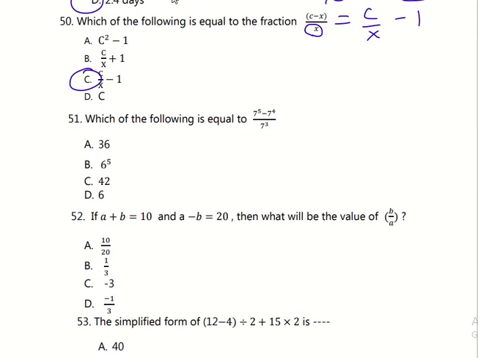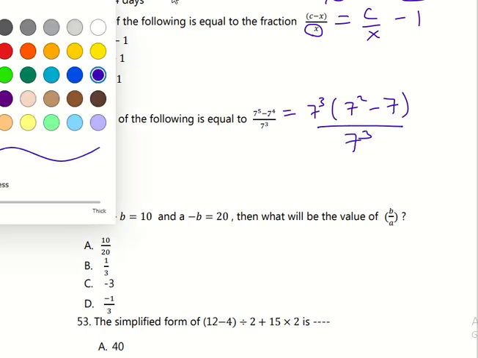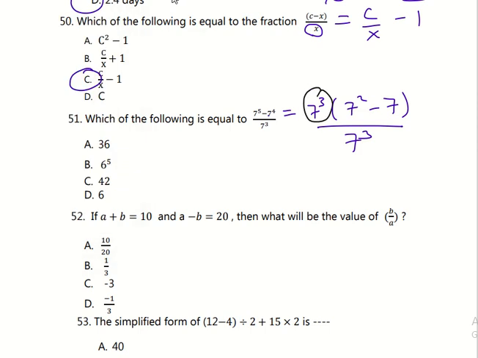The next one, which one of the following is equal to 7 to the power of 5 minus 7 to the power of 4 over 7 cubed? What can I do? I can take out 7 cubed from the upper part. Then from 7 to the power of 5, 7 squared remains, minus from 7 to the power of 4, 7 only remains, over 7 cubed. Why am I doing that? To simplify this, 7 cubed cancels with 7 cubed, and then what is left? 49 minus 7, which is 42. So the answer should be C.